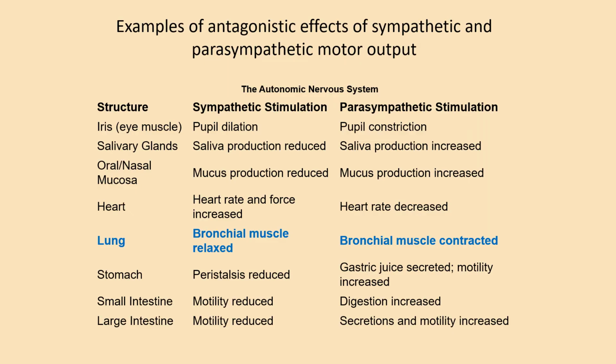Airway resistance is regulated by the autonomic nervous system. And we've seen this table before. Let me remind you, there are two branches of motor outputs in the autonomic nervous system: sympathetic motor output and parasympathetic motor output. Most of the effectors in the autonomic nervous system receive dual innervation. So they receive stimulation via sympathetic motor neurons, and they can also receive stimulation from parasympathetic motor neurons.